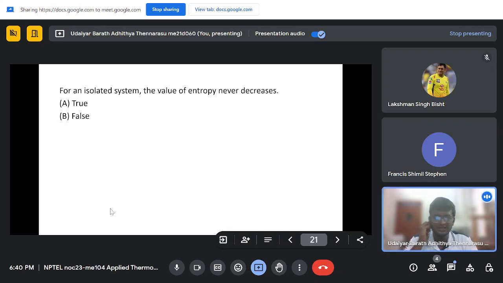Free expansion is irreversible, right? You are asking about the options for an irreversible process. Okay, see, assume you have a balloon filled with air at some pressure. Now you puncture it and the gas escapes. You did some work to fill the air inside that balloon.